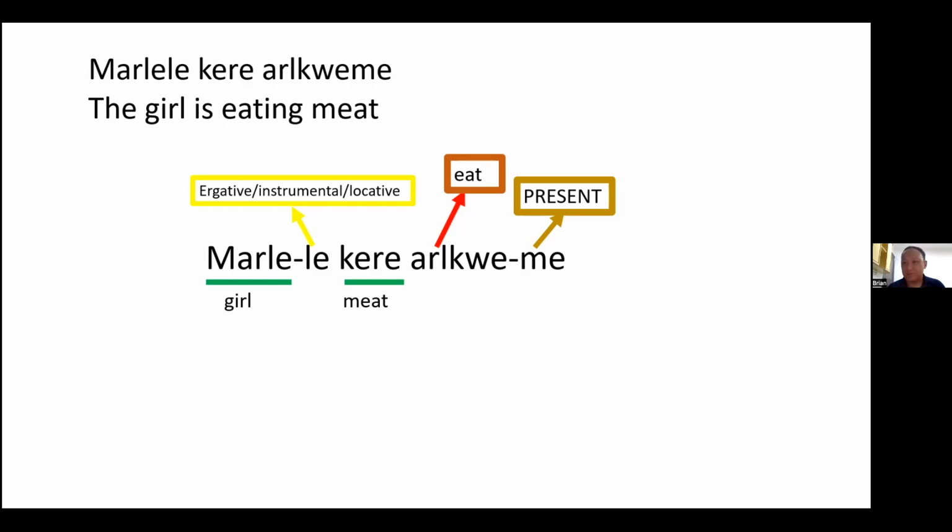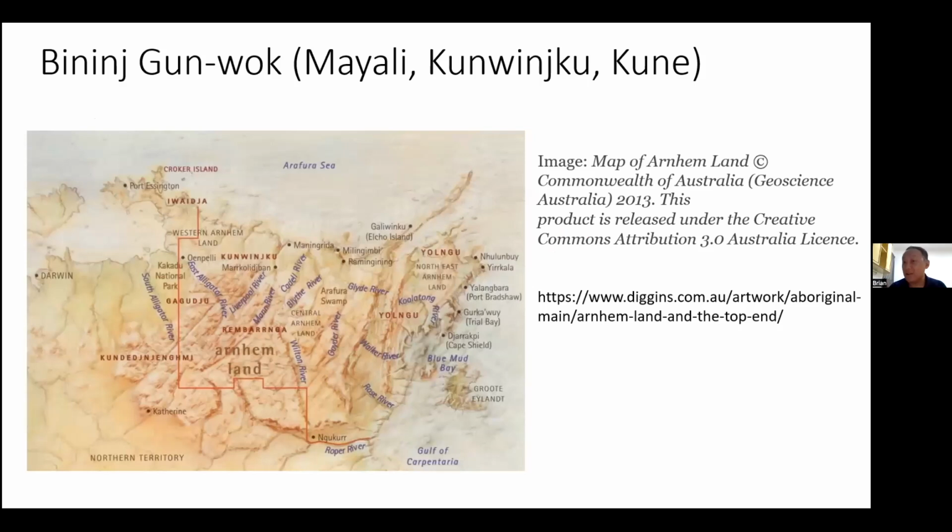Okay, now these are the Pama-Nyungan languages. This is generally the main group in central, southern Australia, a lot of the eastern areas. You go further north, especially to the northwest, things are a little bit different. All right, let's look at Arnhem Land.